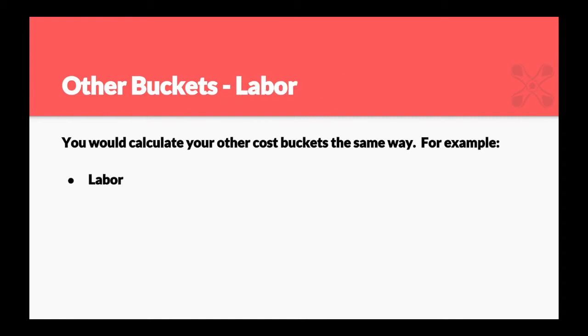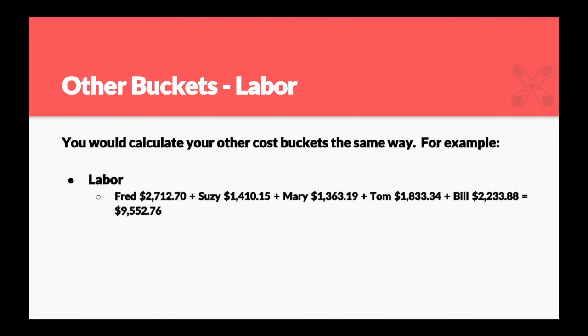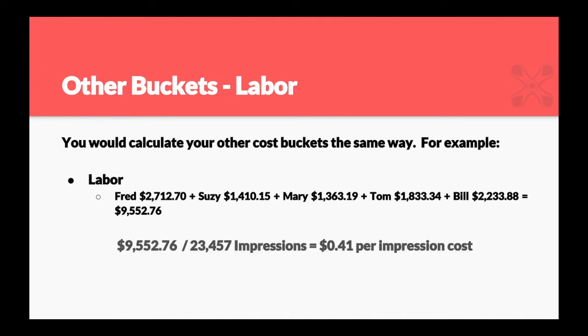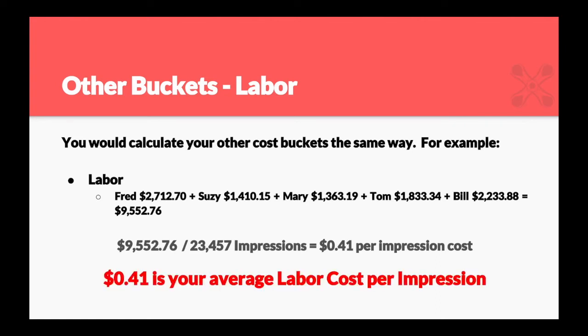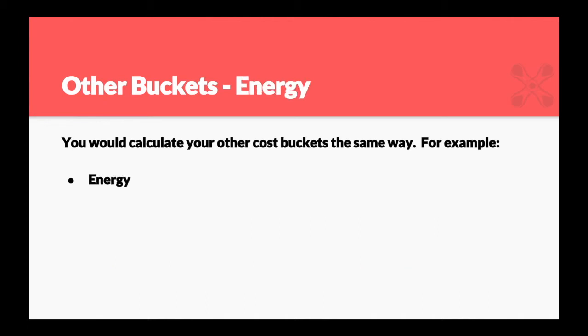The labor is going to look the same way, right? So you pay Fred, Susie, Mary, and Tom, and Bill, and that adds up to about $9,500. Using the same number of impressions for this month would be 41 cents. So 41 cents is your average labor cost per impression for that month.